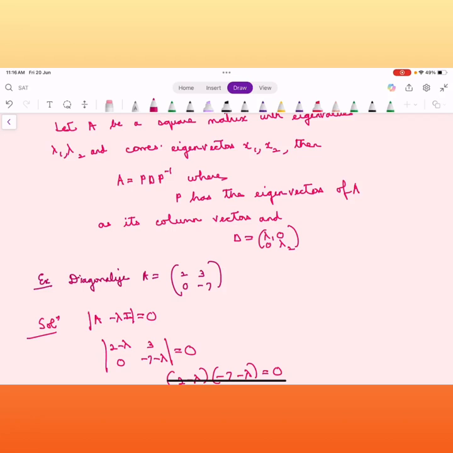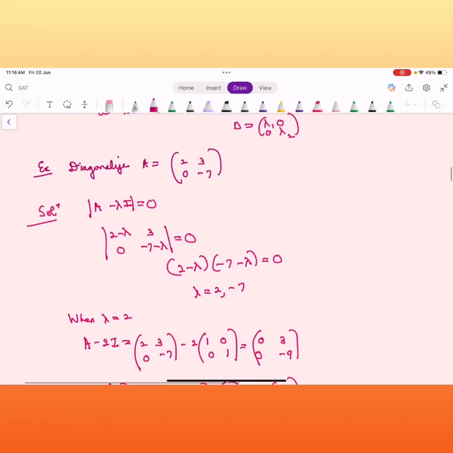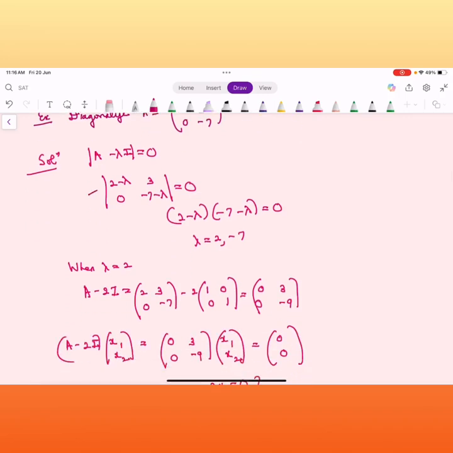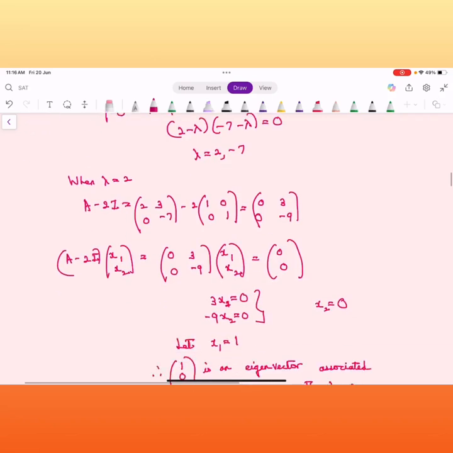So first we write determinant of A minus lambda I is 0. So we get the determinant of [2 minus lambda, 3; 0, minus 7 minus lambda] is 0. Expanding, you get the eigenvalues lambda is 2 and minus 7. When lambda is 2, A minus 2I will give you [0, 3; 0, minus 9]. You can just substitute lambda is 2 here. And A minus 2I times [x1, x2] is 0.